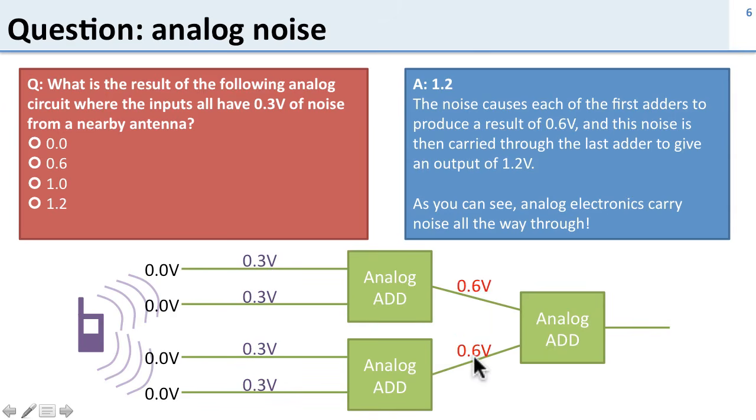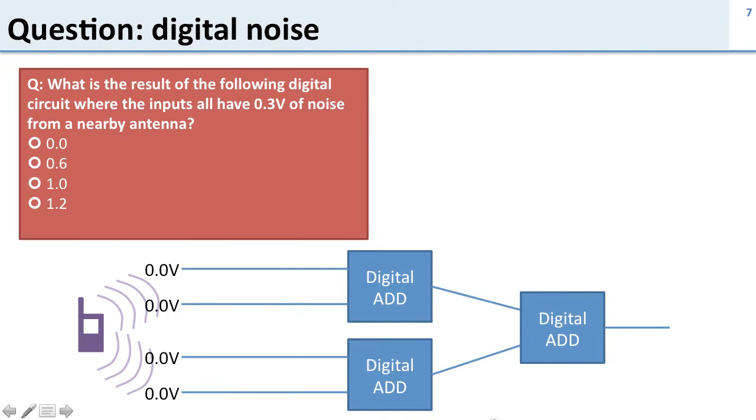So now we're going to get 0.6 volts out from each of those, and our next analog adder is now going to add 0.6 volts and 0.6 volts and give us 1.2 volts. So you can see very quickly that it's hard to build big circuits with analog components because the noise just keeps getting added up. Here's the opposite question.